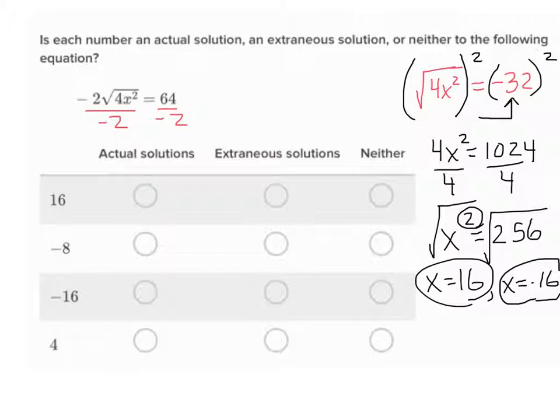But now we did not get -8, so it's neither. And we did not get 4, so it's neither. Now, y'all are saying actual, but there's no way for me to know if they're actual yet. I cannot tell just by looking right now whether they're actual or extraneous. Do you know what an extraneous solution is? An extraneous solution is a solution that you get, but when you plug it into the equation, it does not work. So we got these 2 solutions. Now we need to plug them back into the equation and see if they work.